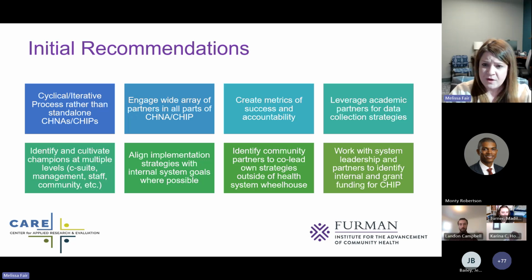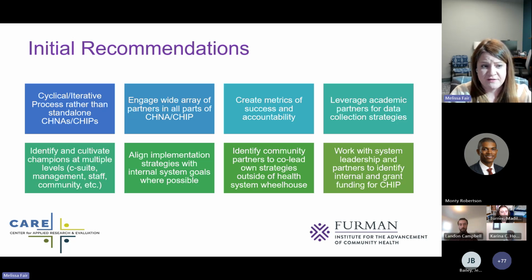We saw that health systems that were able to leverage their academic partners for data collection strategies had less concerns about the representativeness of their data. They were able to work with those academic partners to do things like come up with a sampling plan. And when I say a sampling plan, that means we look at the demographics of your community and we say, you need this many surveys total, you need this many from this demographic, and this would make sure that you have a sample that's representative, not just of the patients you serve, but the community at large.